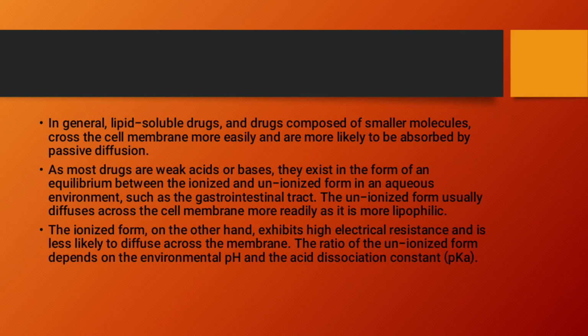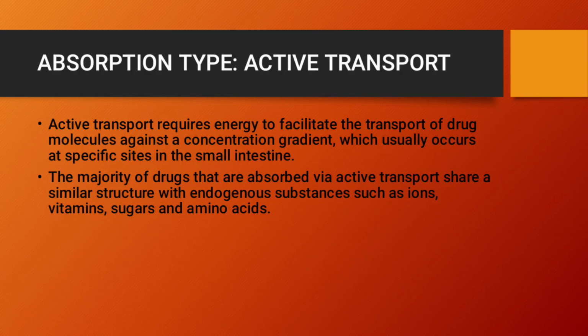As most drugs are weak acids or bases, they exist in a form of equilibrium between the ionized and unionized forms in an aqueous environment such as the gastrointestinal tract. The unionized form usually diffuses across the cell membrane more readily as it is more lipophilic. The ionized form, on the other hand, exhibits high electrical resistance and is less likely to diffuse across a membrane. The ratio of unionized form depends on the environmental pH and the acid dissociation constant.